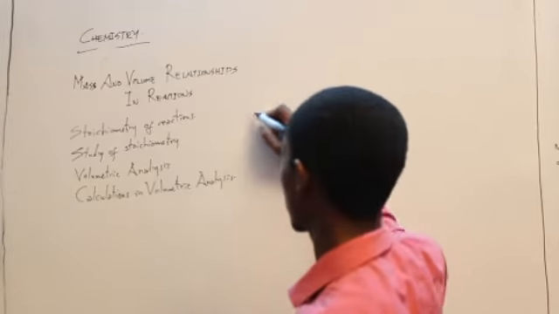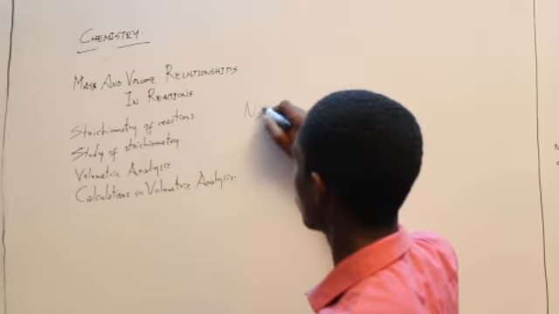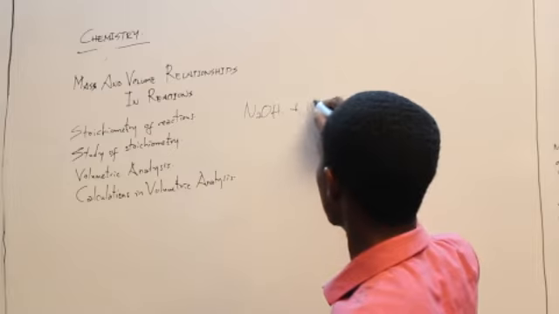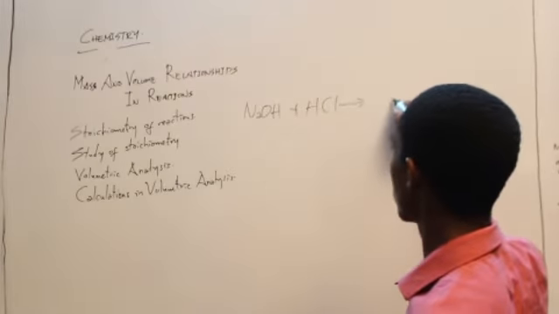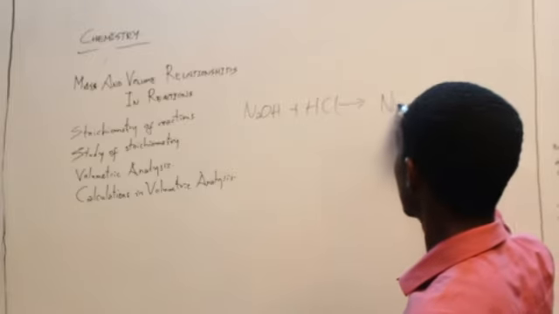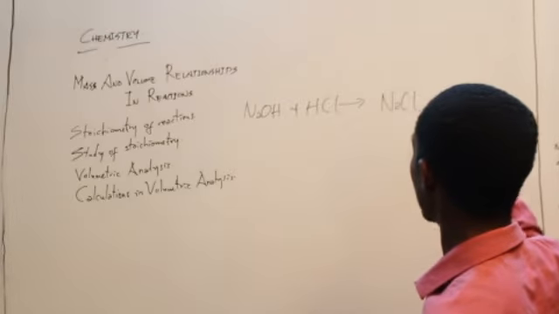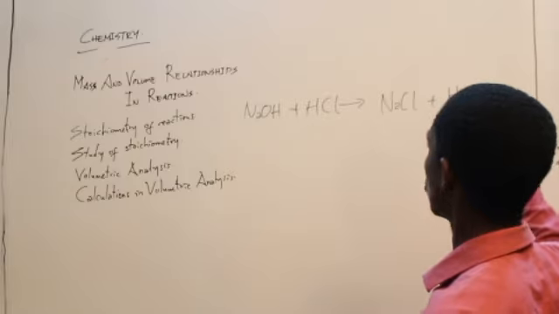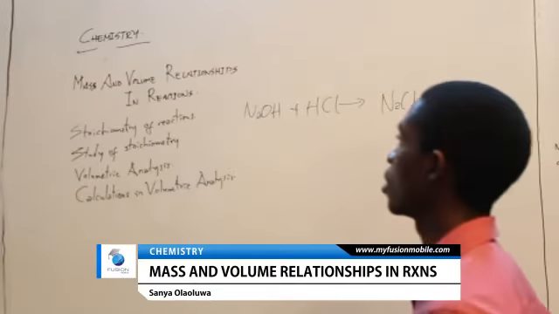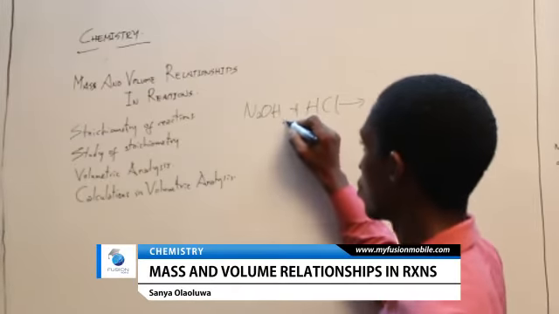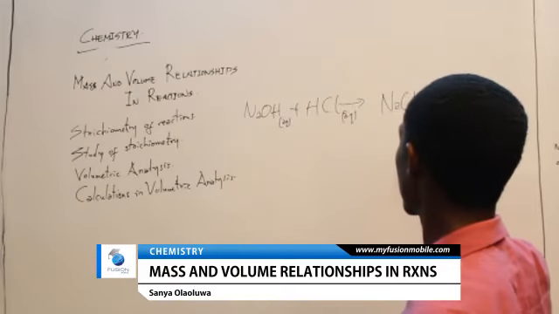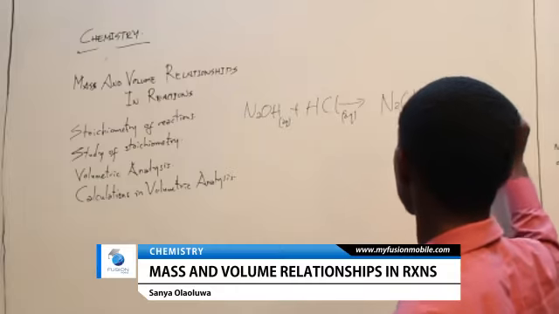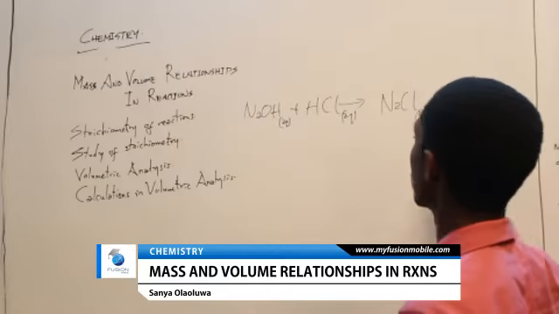as an example. We have sodium hydroxide plus HCl, that's hydrochloric acid, to produce sodium chloride and H2O, which is water. Of course, this is an aqueous solution. This is aqueous, this is aqueous, and this is liquid.